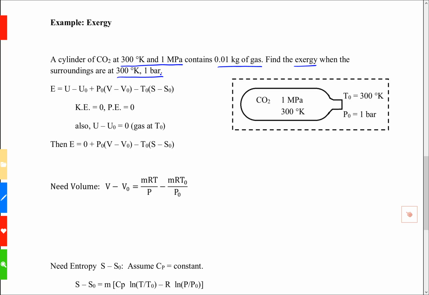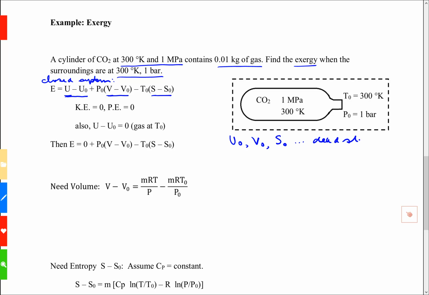Now here's a definition of the exergy for a closed system, which is appropriate for a gas in a tank. And the exergy is a comparison between the state of the gas, identified here by internal energy, volume, and entropy, with values at the dead state. So we're comparing to U0, V0, and S0. Those are values from the dead state.